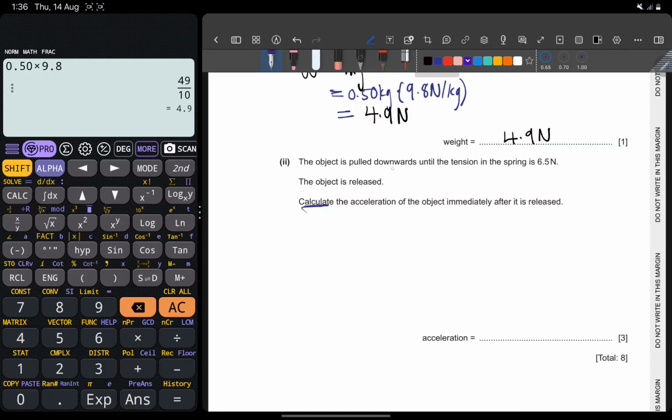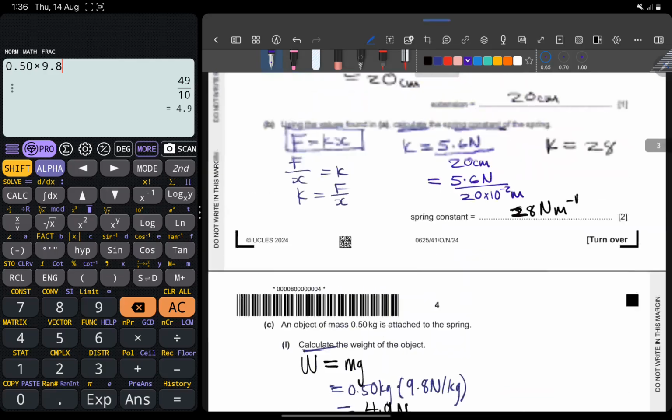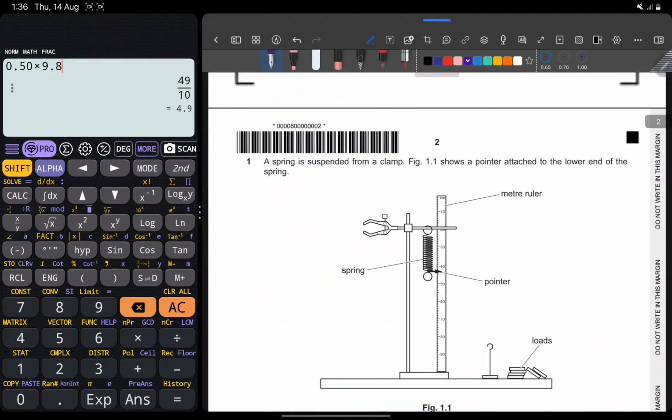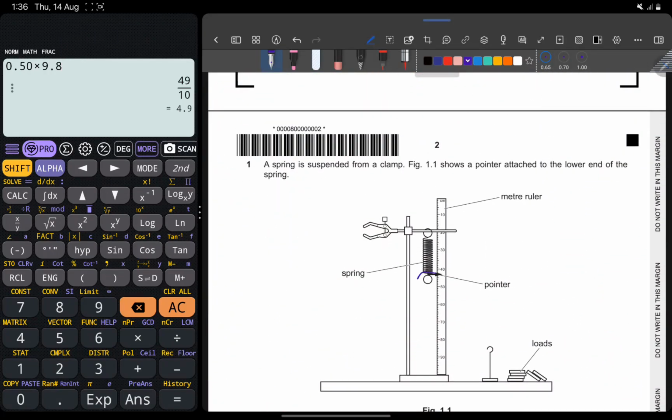Here we have an object that is pulled downwards until the tension in the spring is this. So let's come here and see. I want you to know that tension is a pulling force. We have an object here. It is pulled downwards by weight. Weight is a force that always looks downwards. So it's going to pull the string downwards, but the string has tension, and tension is a pulling force. So this string is not going to push the object down where it's already going. Instead, it will pull it back up. So we have tension facing that side.